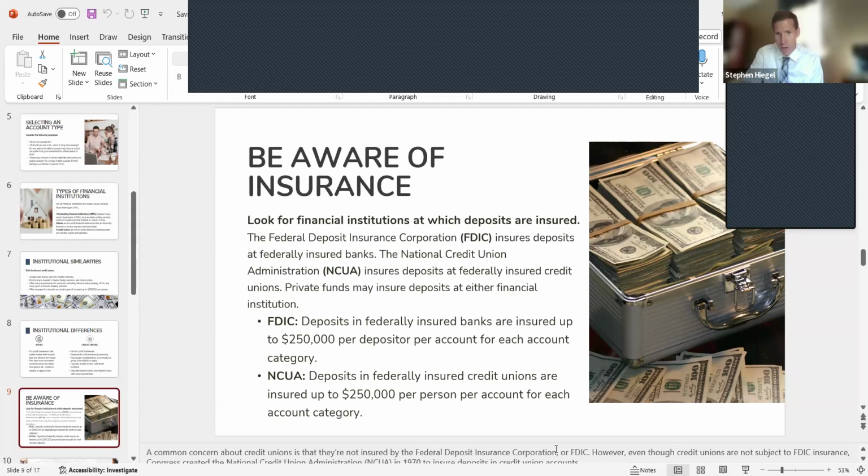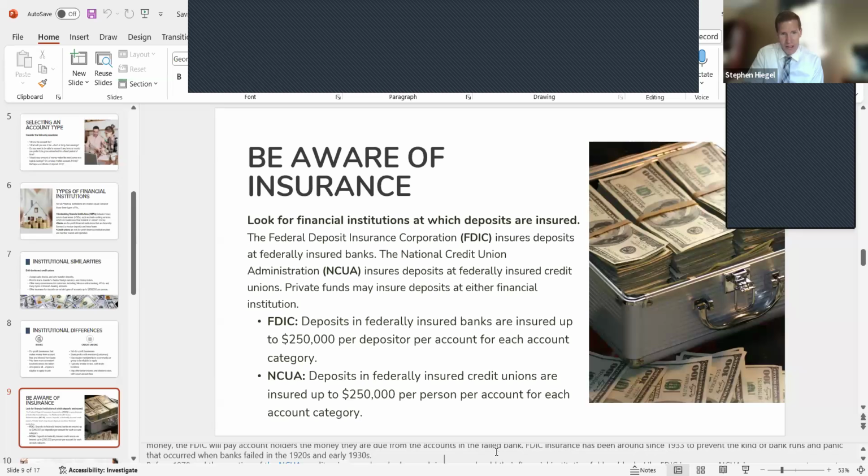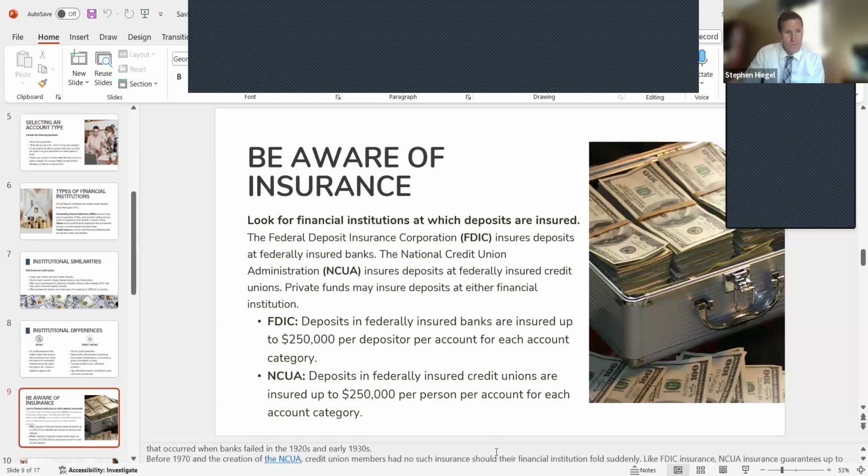A common concern among credit unions is that they're not insured by the Federal Deposit Insurance Corporation or the FDIC. However, even though credit unions are not subject to FDIC insurance, Congress created the National Credit Union Administration, NCUA, in 1970 to insure deposits in credit union accounts. The FDIC is a government agency that provides deposit insurance for up to $250,000 per depositor per insured bank for each account ownership category. If your bank were to fail or run out of money, the FDIC will pay account holders the money they are due from the accounts in a failed bank. FDIC insurance has been around since 1933 to prevent the kind of bank runs and panic that occurred when banks failed in the 1920s and early 1930s in the Great Depression.